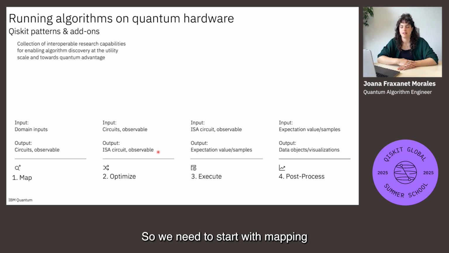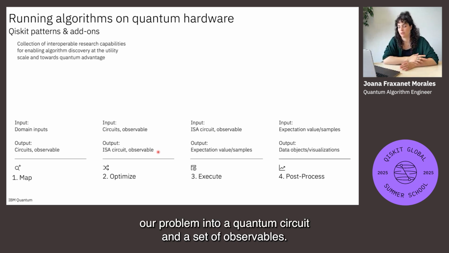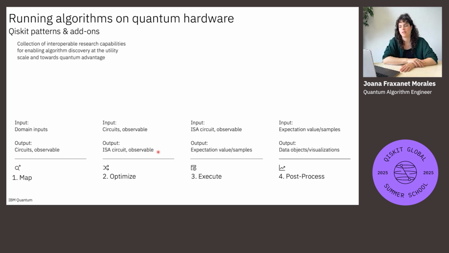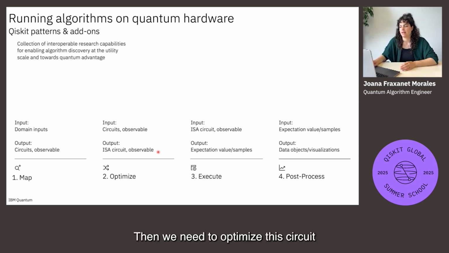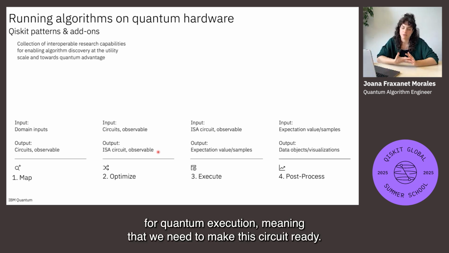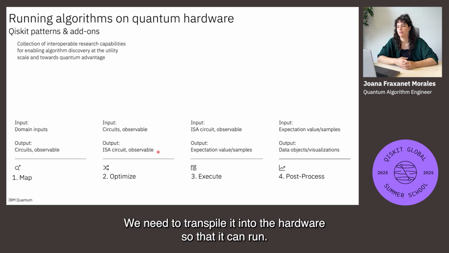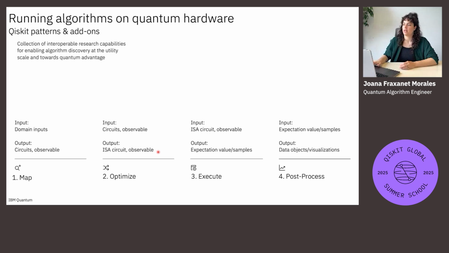So we need to start with mapping our problem into a quantum circuit and a set of observables. So something we're going to execute and something we're going to measure. Then we need to optimize this circuit for quantum execution, meaning that we need to make this circuit ready. We need to transpile it into the hardware so that it can be run.